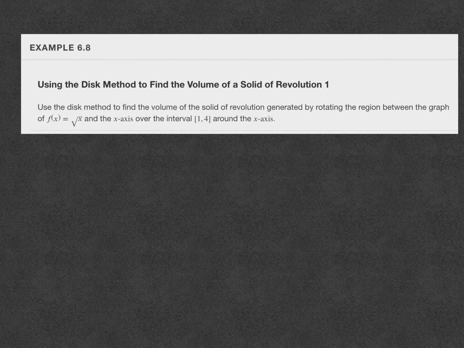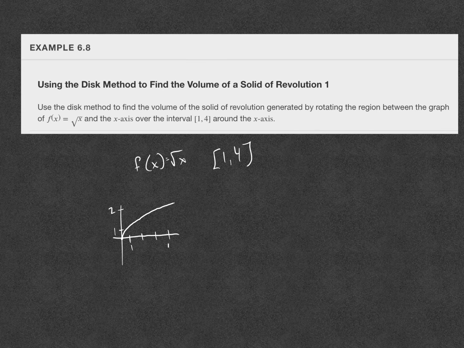Let's do one more example before moving on to the next part of the section. We have the disk method. Our function is the square root of x, and our bounds are from 1 to 4. Now I happen to know what the square root function looks like, and it is this. Here's my square root function. I know the square root of 1 is 1, and the square root of 4 is 2. So here is the region that we're looking at in 2 dimensions.